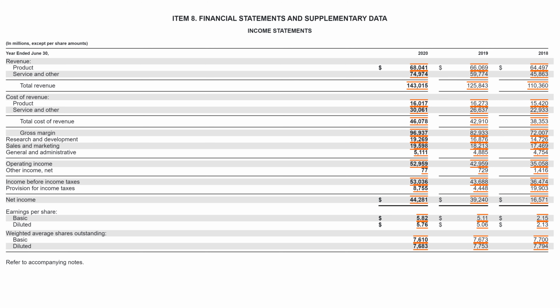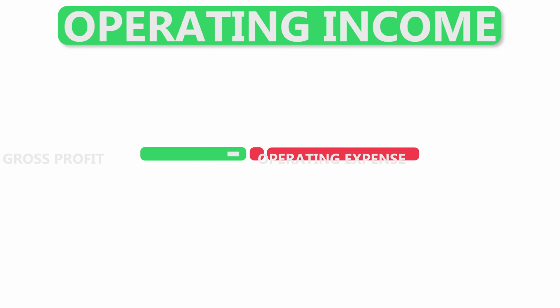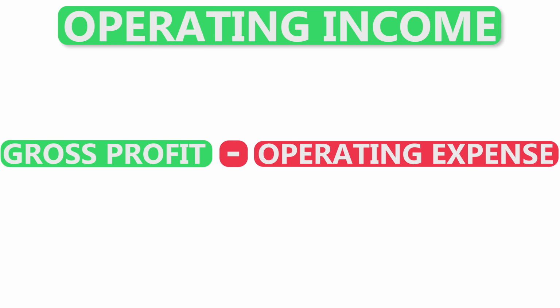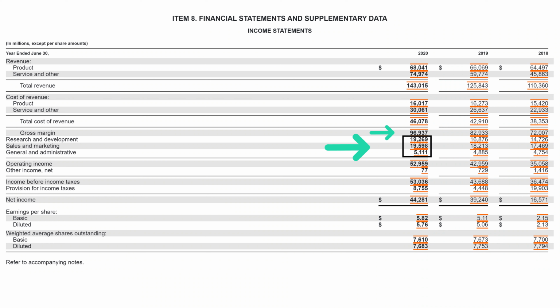That brings us to the operating income. The operating income is simply just the gross profit minus the operating expenses. So if we take the sum of those three operating expenses subtracted from the gross profit, we get a total of $52 billion of operating income.